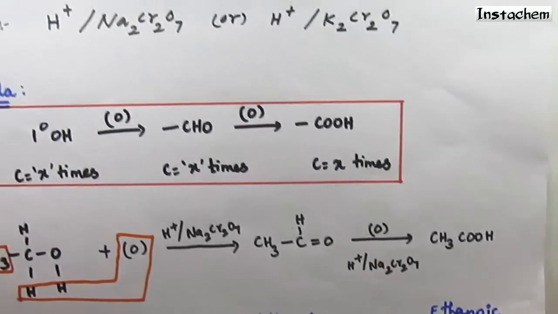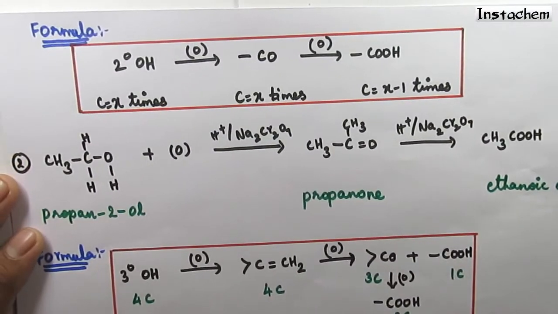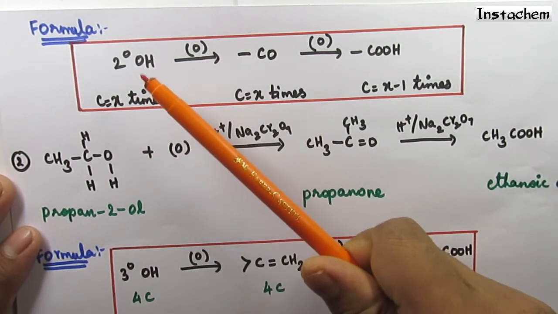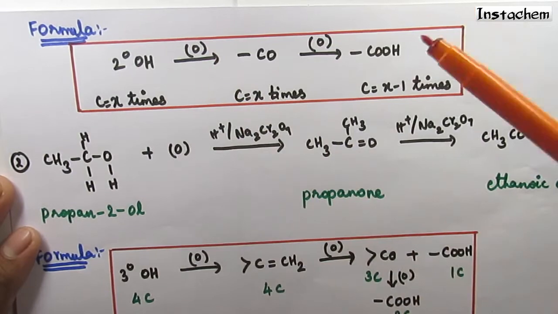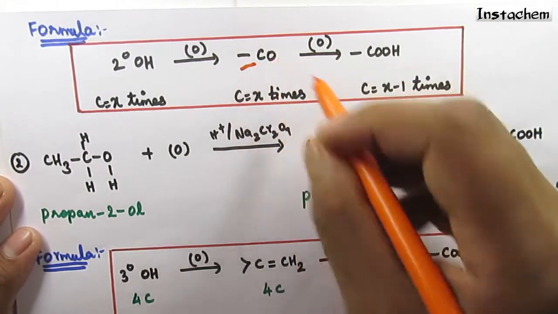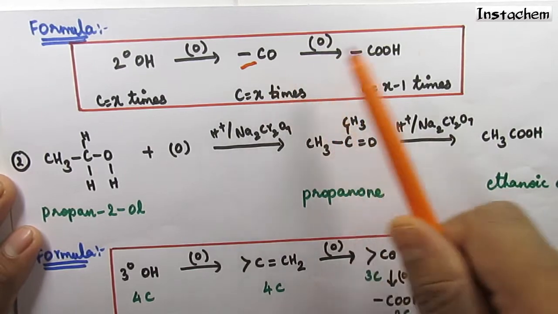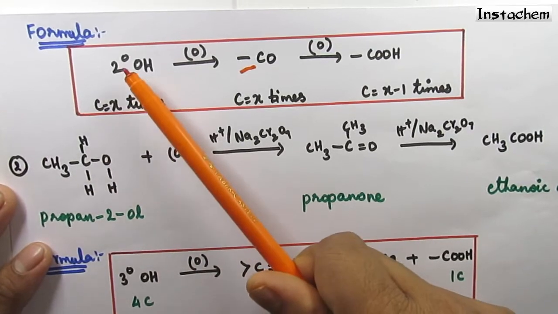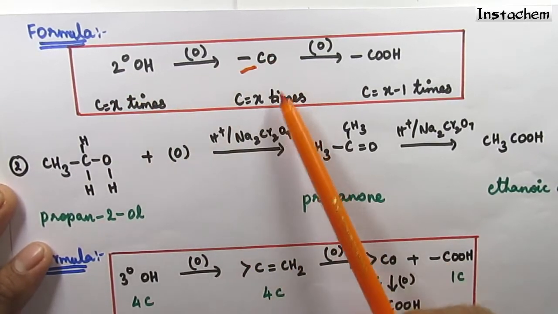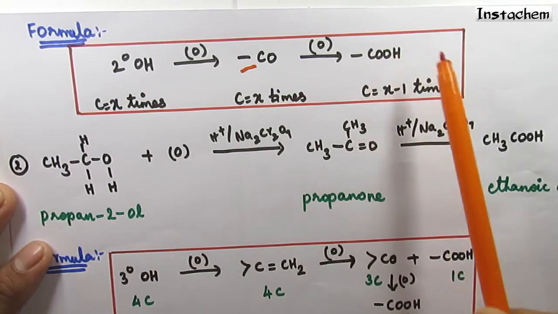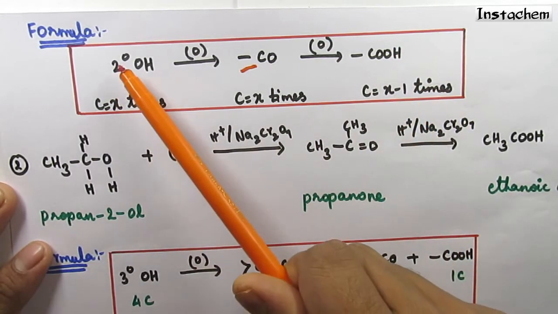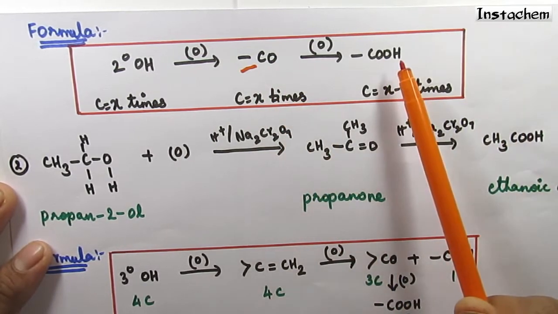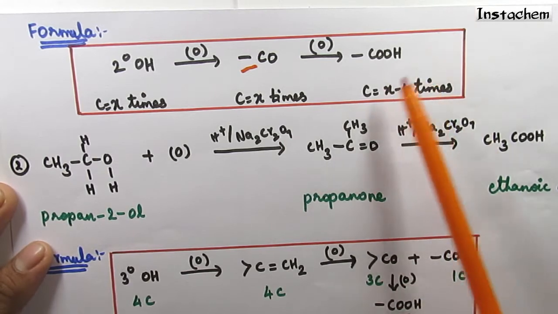Now let us talk about secondary alcohol. For secondary alcohol, what is the trick? You have to remember this anytime. Secondary alcohol during oxidation gives ketone, C double bond O. On further oxidation, it gives acid. And very important information: the number of carbons present in secondary alcohol is repeated in ketone, but in acid it is reduced. For example, if you take 5 carbons here, you will also get a 5 carbon ketone, but in acid we will get 5 minus 1, that is 4 carbons.